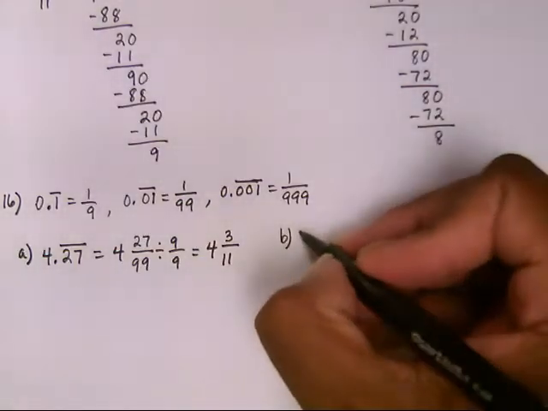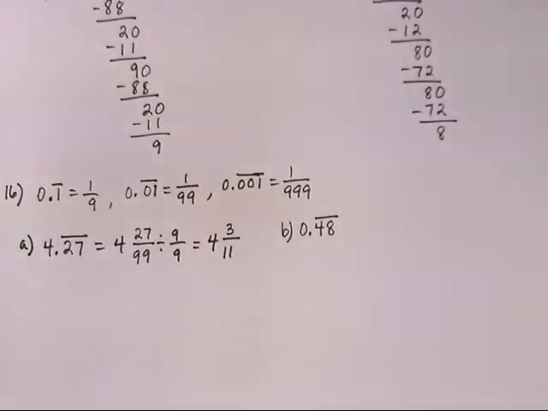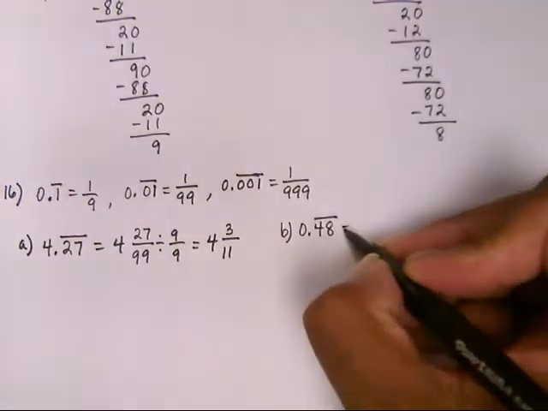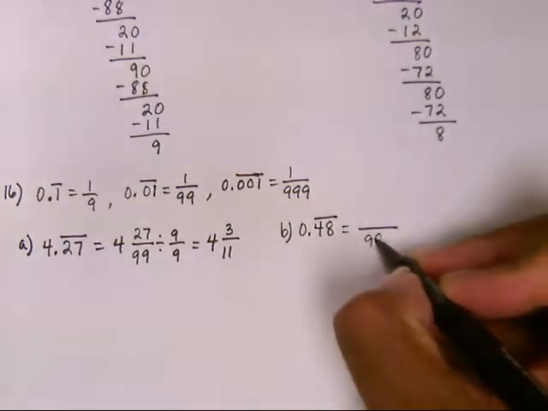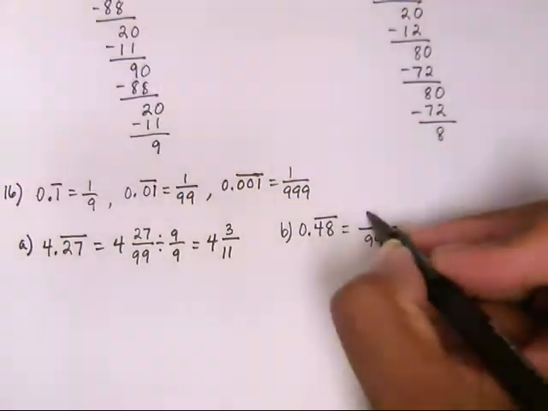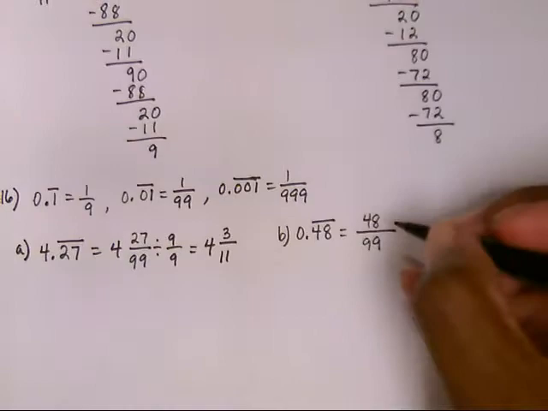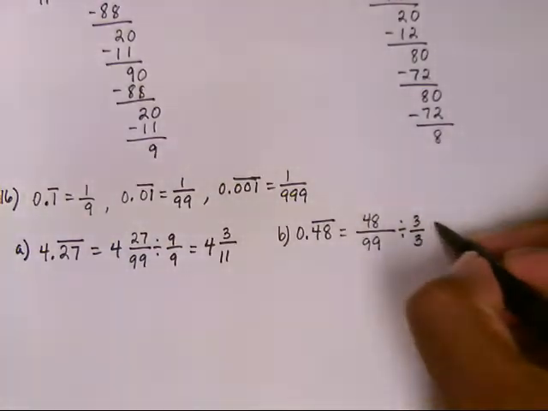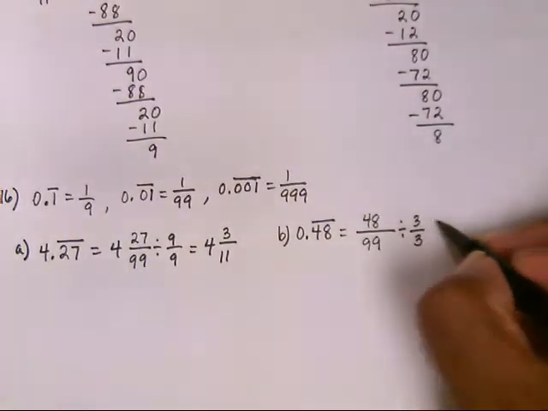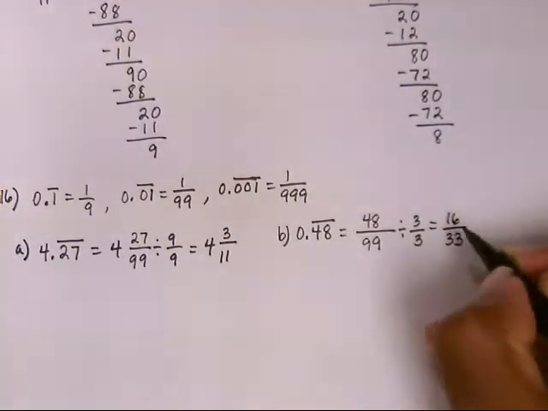Now part B is 0.48, where the 4 and the 8 repeat. So in this case, my denominator, since 2 digits repeat, is going to be 99. The 4 and the 8, that's under the vertical bar. That's your numerator, so you have 48 over 99. And this can be reduced by dividing the numerator and the denominator by 3. So in this case, this will be 16 over 33.